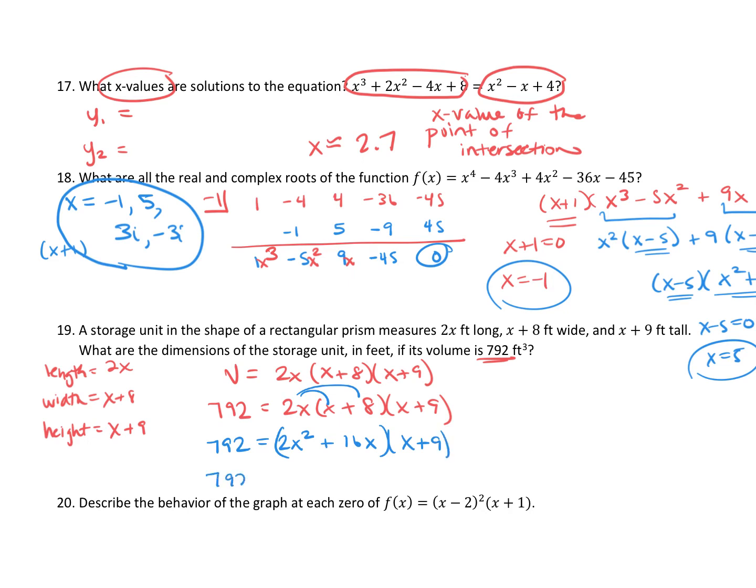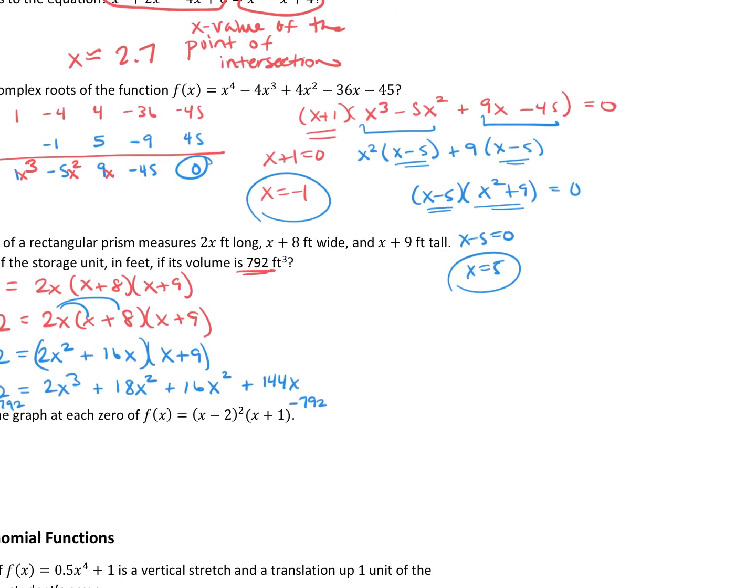That's going to be 792 equals 2x squared times x is 2x cubed. 2x squared times 9 is positive 18x squared. 16x times x is a positive 16x squared. And then 16x times 9 is a positive 144x. All right, I'm going to subtract 792 from both sides, and I'm going to combine like terms as I rewrite what we have going on.